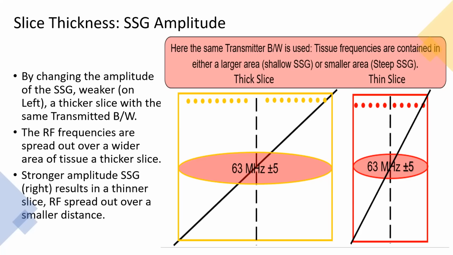Whereas if you use the same amount of RF, the same RF bandwidth, but increase the amplitude of your slice select gradient, you're going to get a thinner slice. That's the most common and that's the most time efficient.